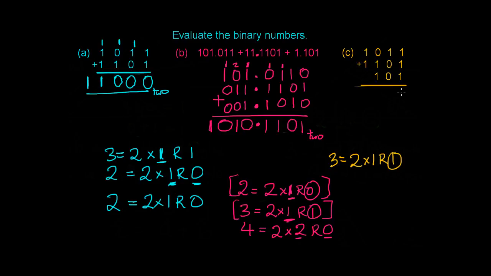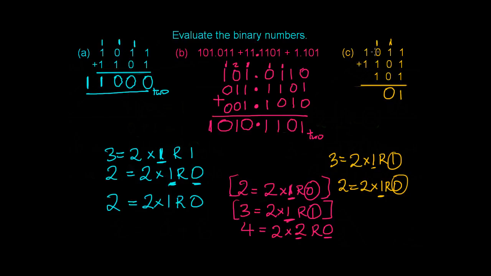So write down the remainder. Carry 1 to the other side. So this is 2. 1 plus 1 gives us 2. We can't write down 2, you know now. So this would be 2 is equal to 2 times 1. That's what number can we multiply with the base to give us 2, which is 1, so 2 times 1 gives us 2, then remainder 0. So you write down the remainder, which is 0, then carry this 1 to the other side.